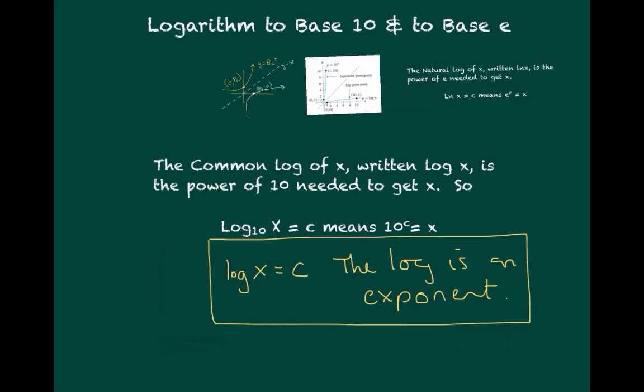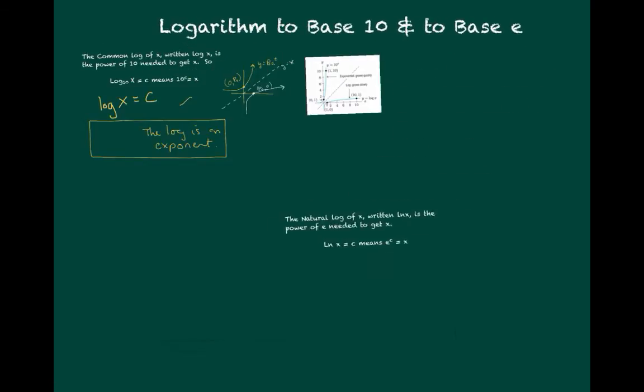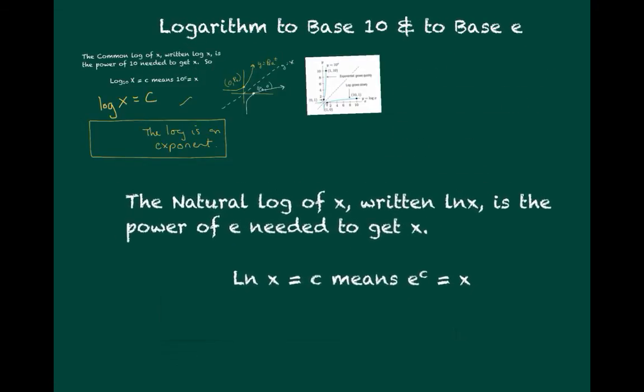Now, how does that relate to log base e? Well, when we talk about the natural log of x, we write it as ln x. Sometimes people call it line x, but stay away from that. Just try and call it the natural log. And the natural log is the power of e needed to get x. So, in other words, just like common logs, the natural log of x equals c means e to the c is x. Once again, a log is an exponent. So very important to remember that.